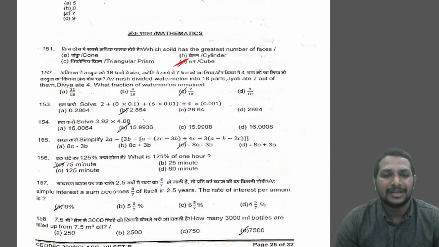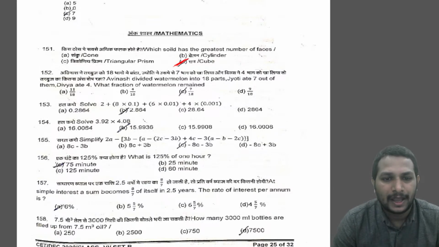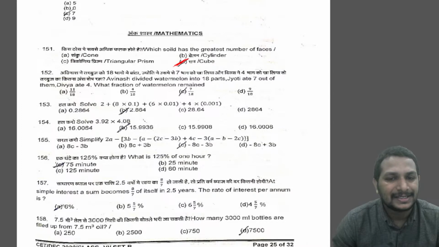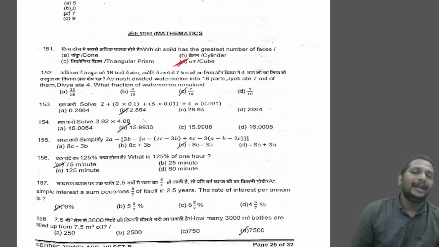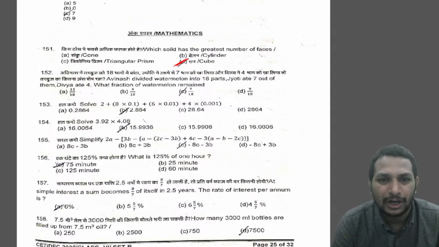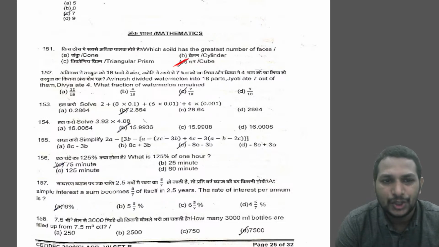Let's discuss the next question. Avinash divided a watermelon into 18 parts. Jyoti had 7 out of them and Divya had 8. They're asking what fraction of the watermelon is left. As we can see, the parts taken by Jyoti and Divya.